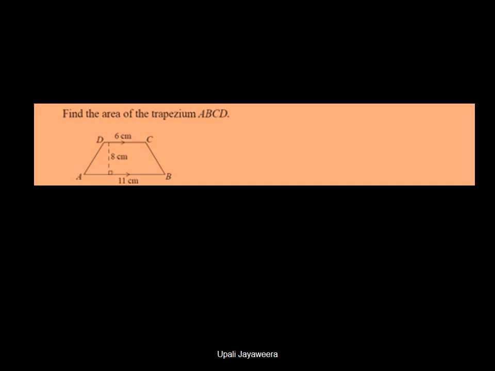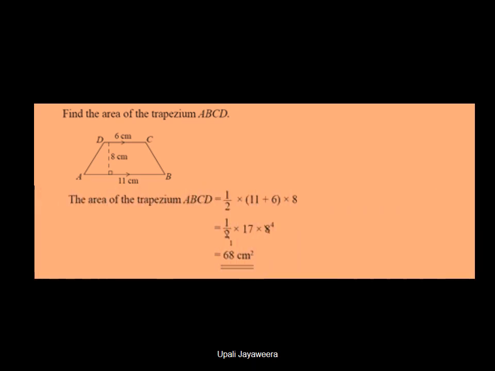Now find the area of the trapezium ABCD. Here you are given sides AB, CD and the perpendicular height of the two parallel sides. Then you can find the area easily. Area of the trapezium equals half into (11 plus 6) into 8. Then you can simplify and get the answer 68 square centimeters.